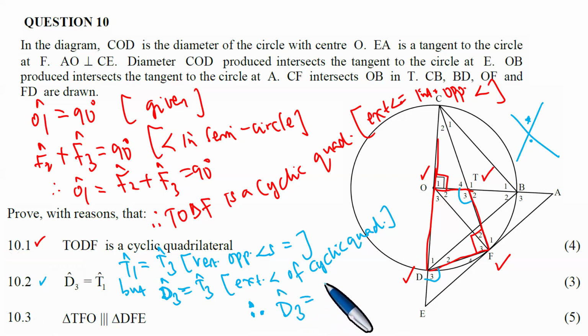D3 is equal to T1. The angle D3 is equal to the angle what? T1. D3 is equal to the angle T1.